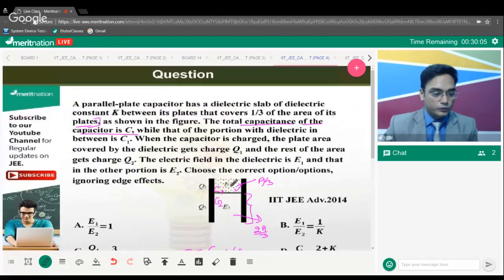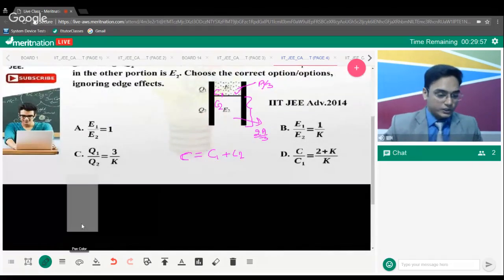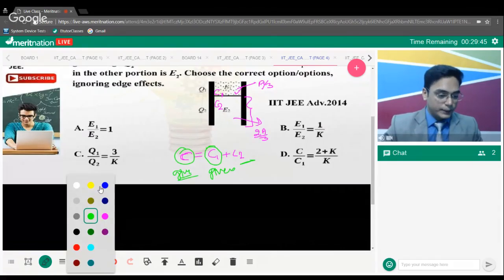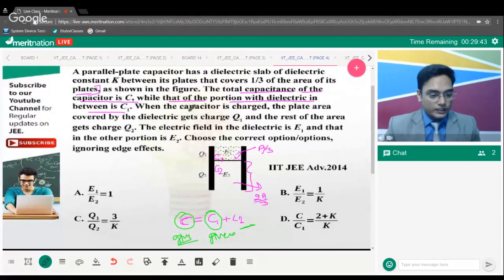Now let's move on. The capacitance of the portion with dielectric in between is C1. Okay, fine. So C1 is already given, and C is already given, but C2 is not given. Now, when we charge this capacitor, the plate area covered by the dielectric gets charge Q1, and the rest of the area gets charge Q2.